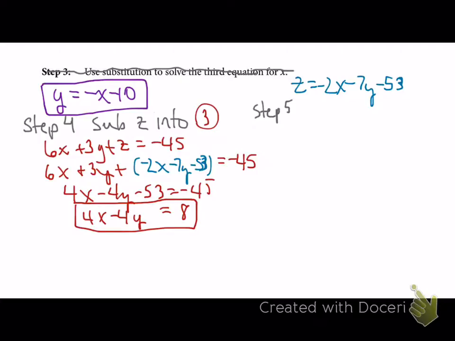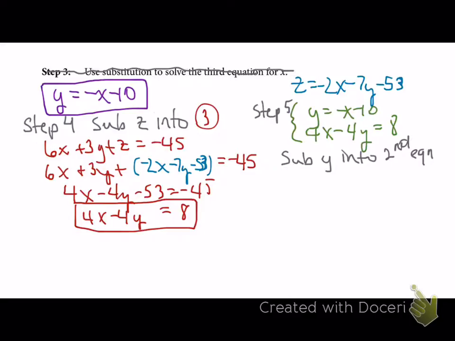We have our system, which is your y equal to your negative x minus 10 and your 4x minus your 4y equal to 8. So step 5 is your new system. Yes, it's your new system. All right, so we're going to do our 4x minus our 4. Let's sub in that y, which was negative x minus 10, equals 8. So we need to distribute.